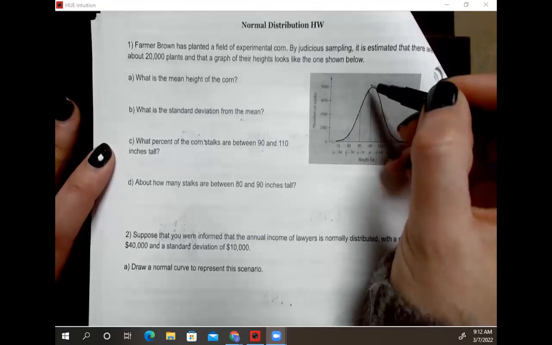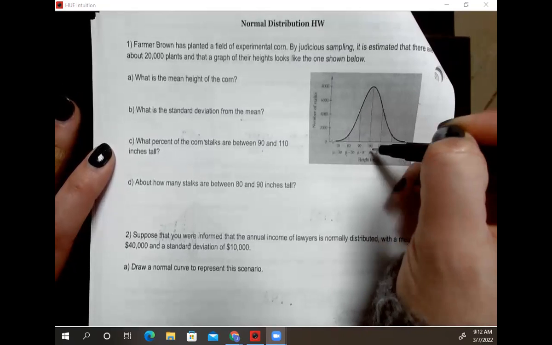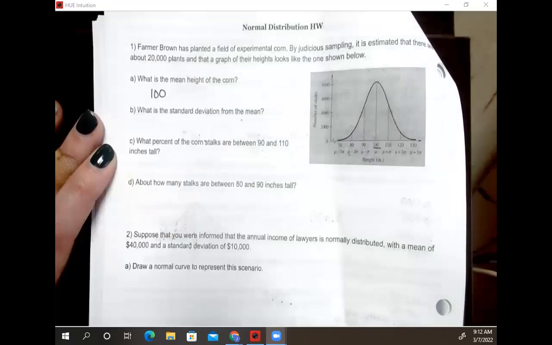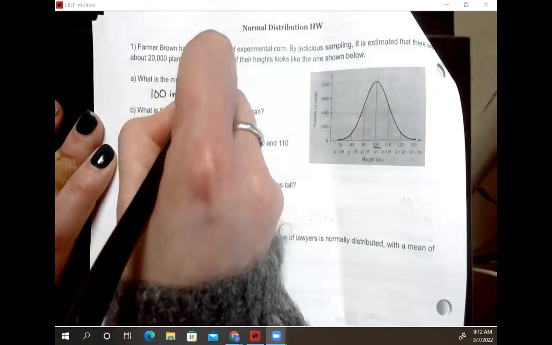The highest point of our curve, that's our mean. So our mean for this corn is 100, and our label is inches. It says our height is in inches. So the mean height of our corn is 100 inches.